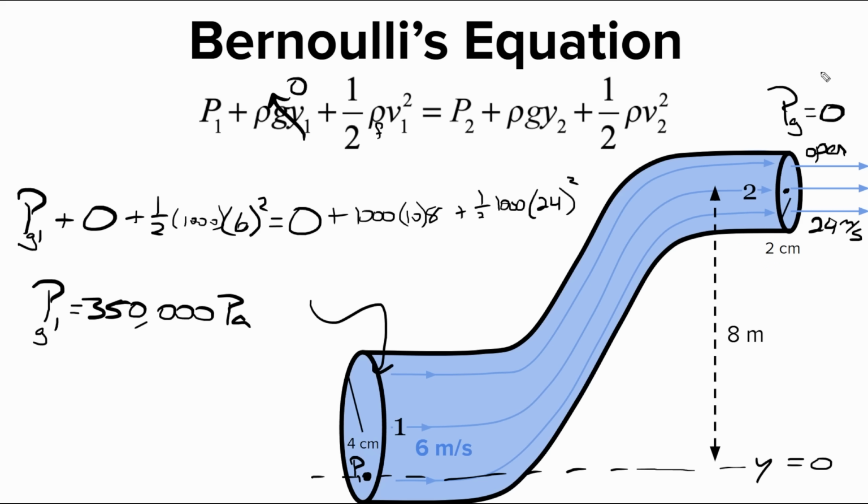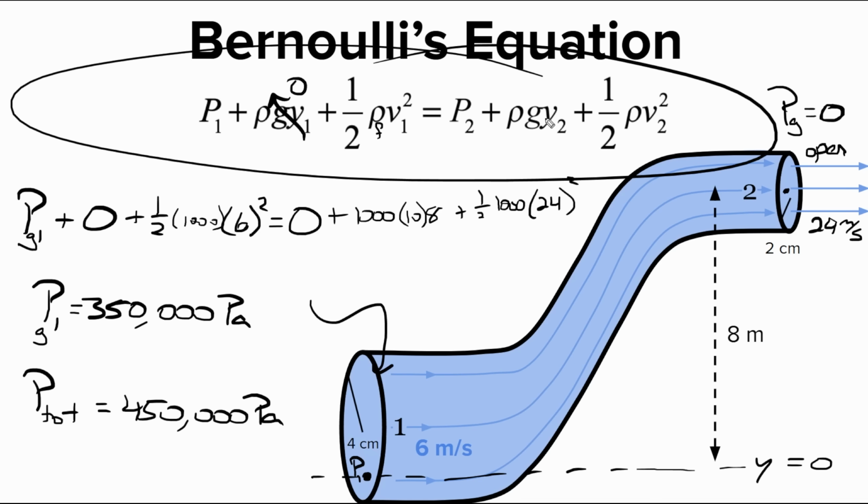If I plugged in 10 to the 5th, or I could just do it right now, I could just convert it. I could just say, well, then P total, right? I could just add 10 to the 5th to this. If I want the total pressure down here, I add 10 to the 5th, and you get 450,000 pascals. So that's how you can use Bernoulli's equation.